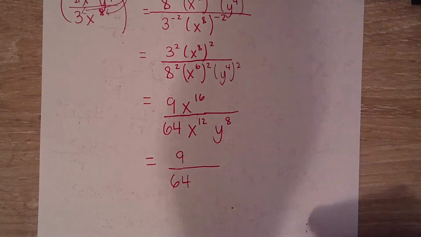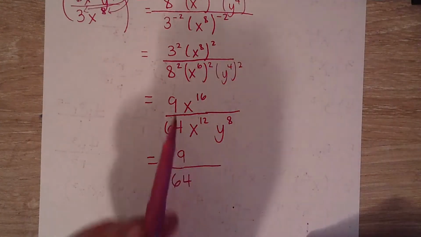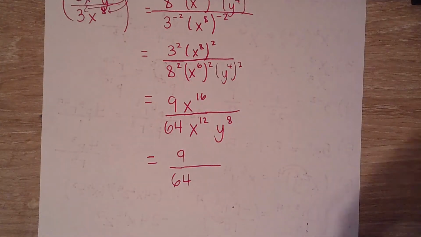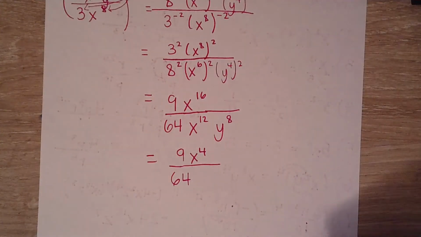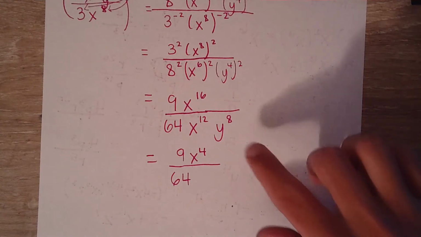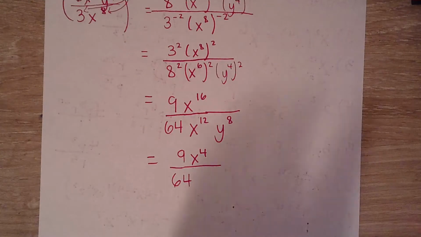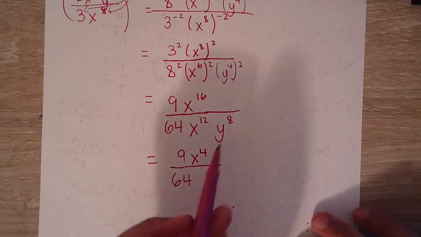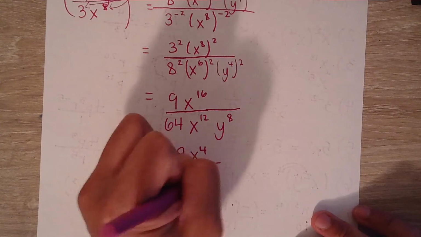But now we can start to simplify our x. x to the 16th power divided by x to the 12th power. You guys know that we subtract those, and when we do so, x to the 4th power stays in our numerator, right? 16 minus 12 gives us 4. And then our y to the 8th still stays in our denominator. Since there are no negative exponents, we don't have another y in our numerator, so we just rewrite it.